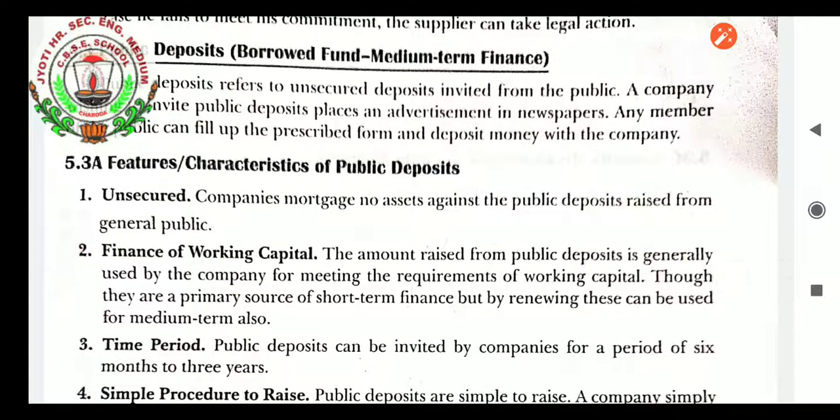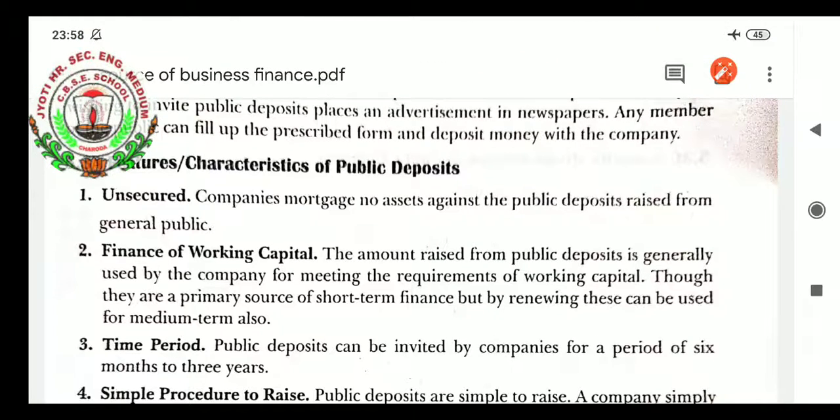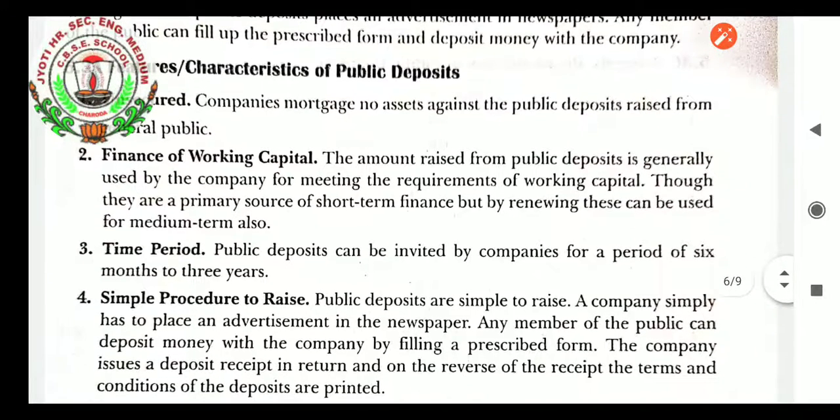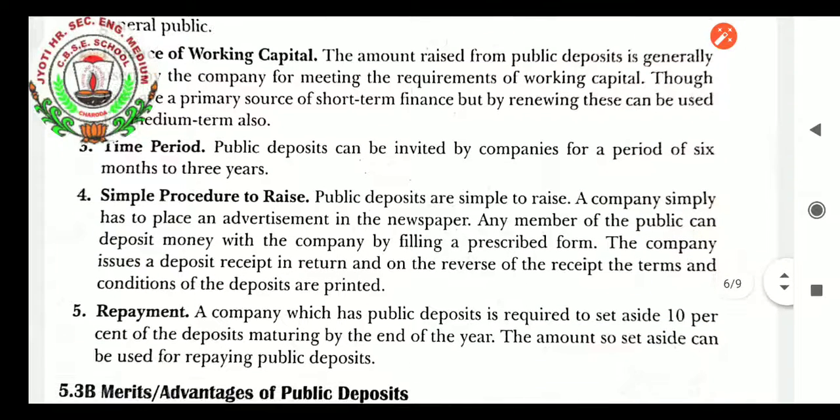Features, characteristics of public deposit. Very first feature is unsecured. Companies mortgage no assets against the public deposits raised from the general public. Finance of working capital. The amount raised from public deposits is generally used by the company for meeting the requirements of working capital. Though it is a primary source of short-term finance, by renewing it, it can be used for the medium term also. Time period. Public deposits can be invited by companies for a period of 6 months to 3 years.